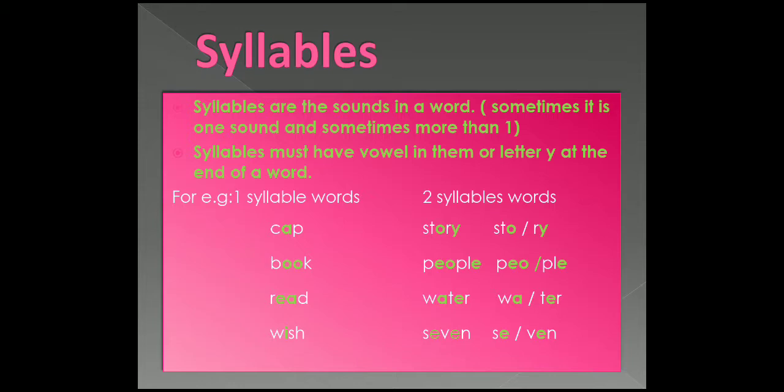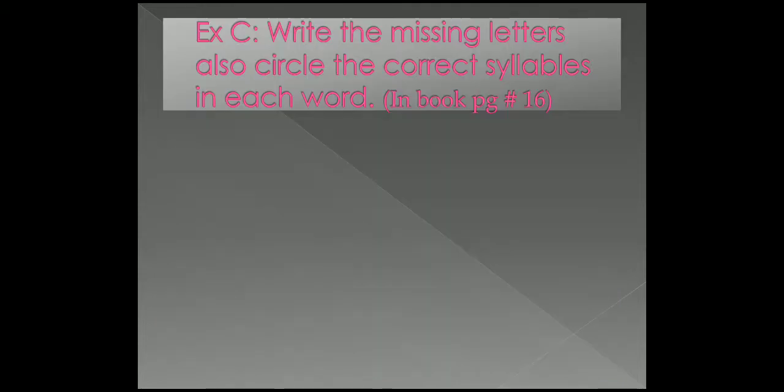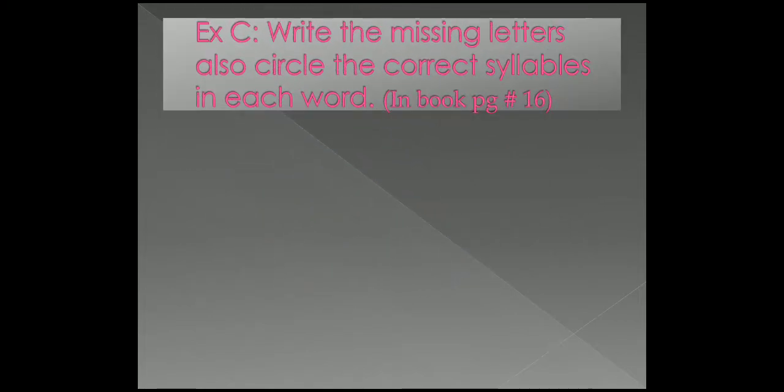Now focus on two syllable words. It means two sounds are coming, and in every sound there is a vowel or the letter Y at the end. Story, people, water, seven. Hopefully you understand. Now come to exercise C. Write the missing letters and also circle the correct syllables in each word. This question we have to do on page number 16.